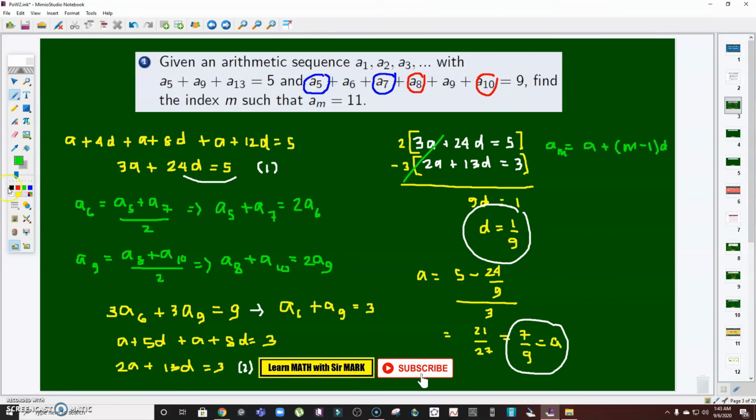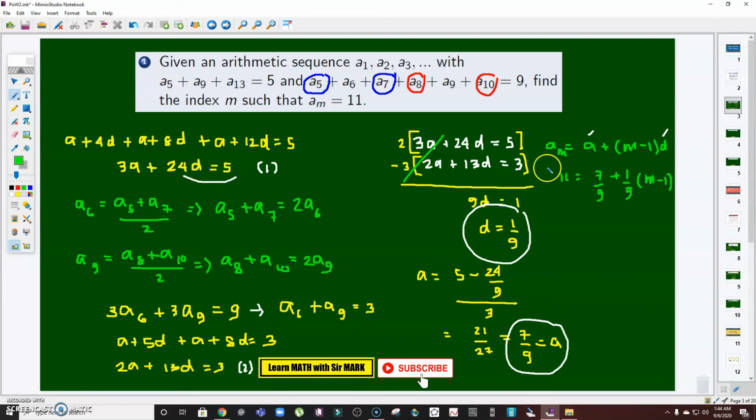Take note, we're almost done. I already have the first term. I already have the common difference. And take note, this is 11. So, from there, we can get m. What is a? Our a is 7 over 9. Our d is 1 over 9 times m minus 1.